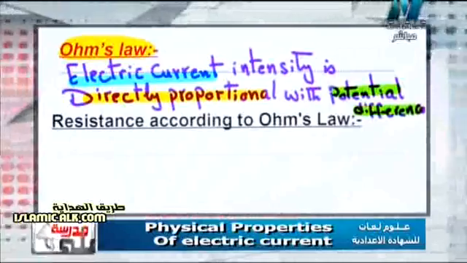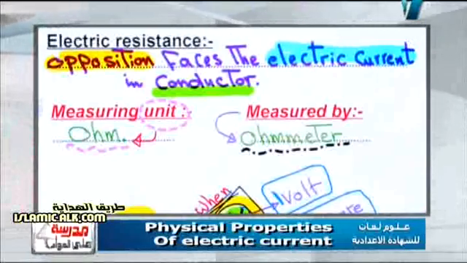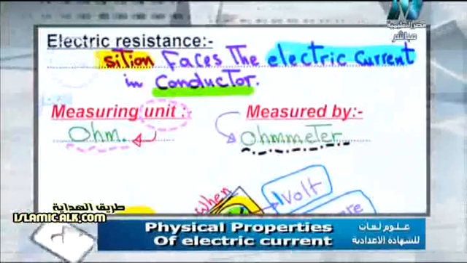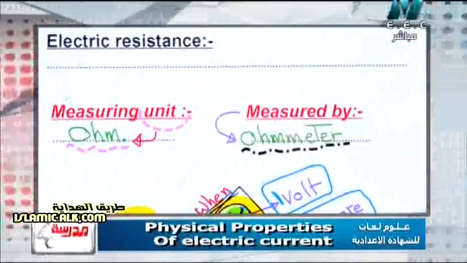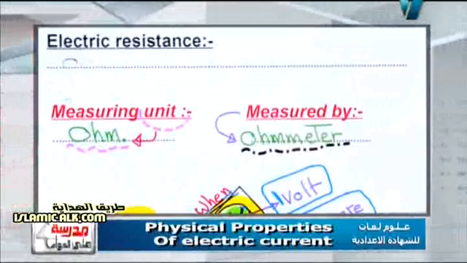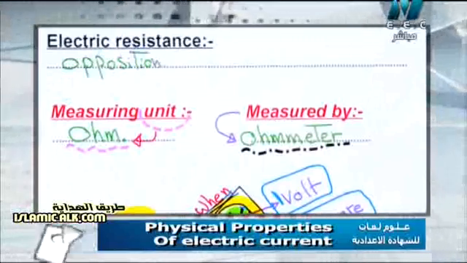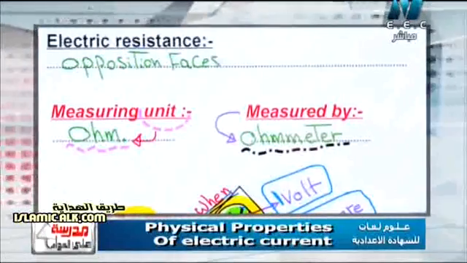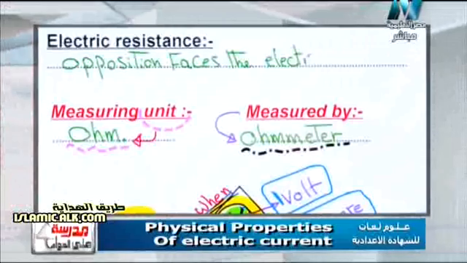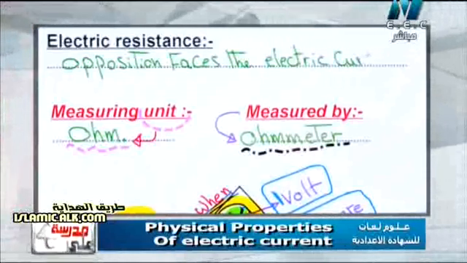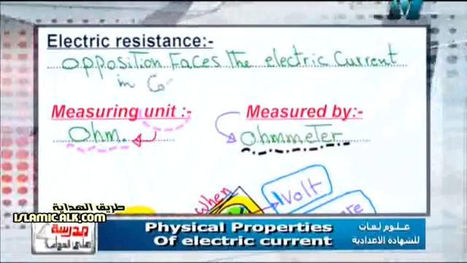We define firstly what is meant by electric resistance. When someone asks what is meant by electric resistance, I say electric resistance is the opposition faced by the electric current in a conductor. Again, what is meant by electric resistance? The opposition faced by the electric current in a conductor.